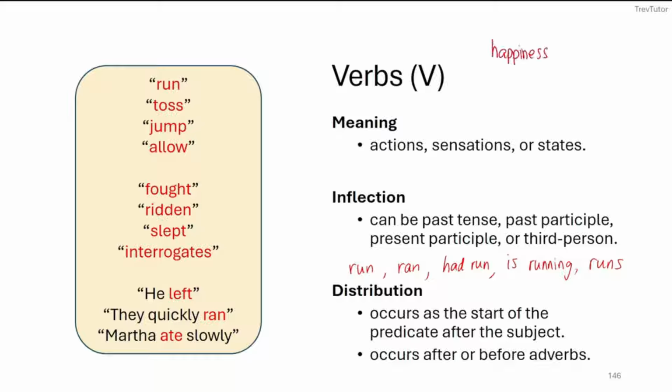Happiness is a noun, but we don't have a past tense of happiness. We can't say had happiness or is happinessing or happinesses. We don't have those forms in English.